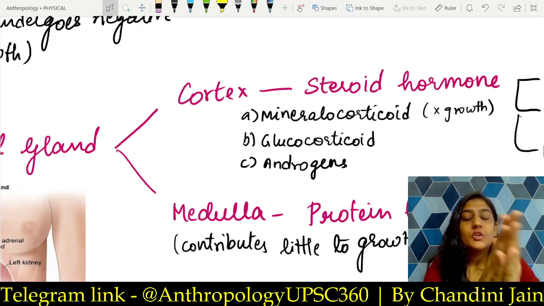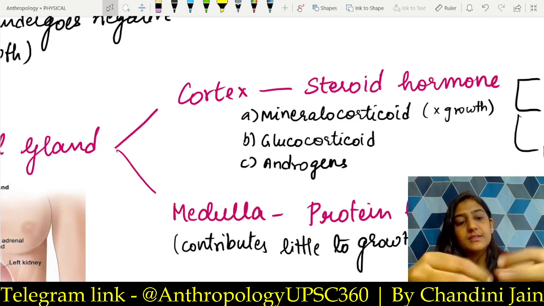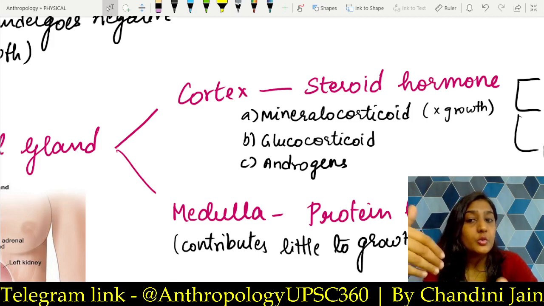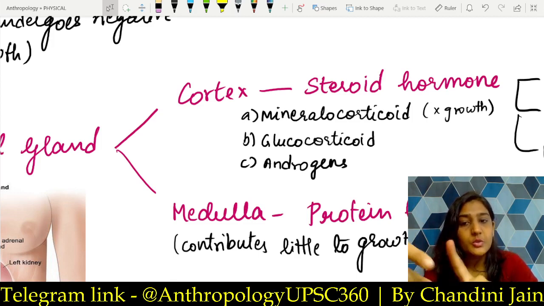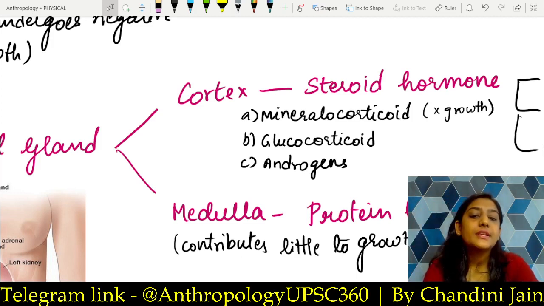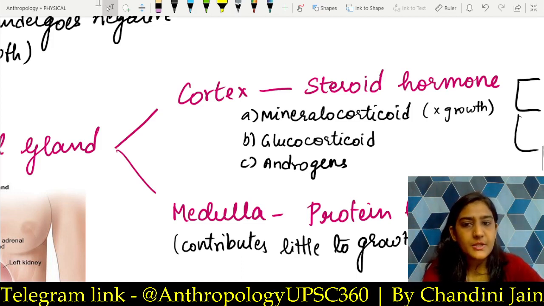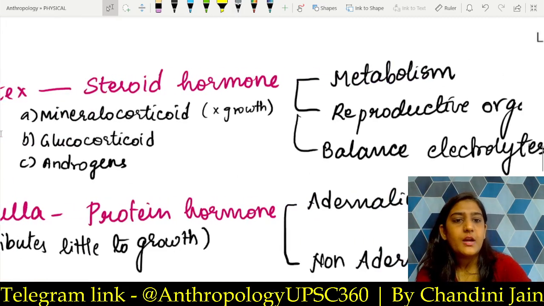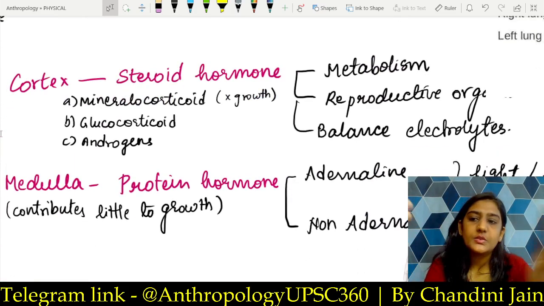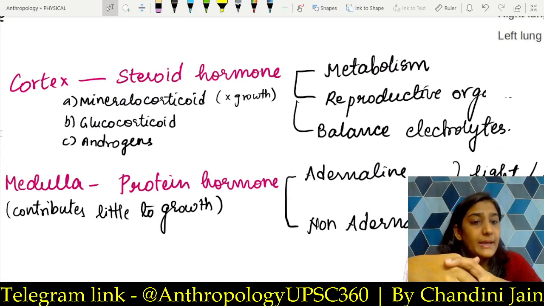So if a question in your 10th unit comes talking about factors related to the endocrine system that play a role in your growth, your androgens, growth hormone, all such things will come. That will help you to write a better answer, so to say. Now the cortex is the one that generates androgen, which plays an important role in your growth. The rest of them, like especially the medulla hormones and the mineralocorticoid hormone that is generated from the cortex, do not play a very major role in the growth process. And their major work is related to metabolism, reproductive organs, balancing electrolytes, etc.